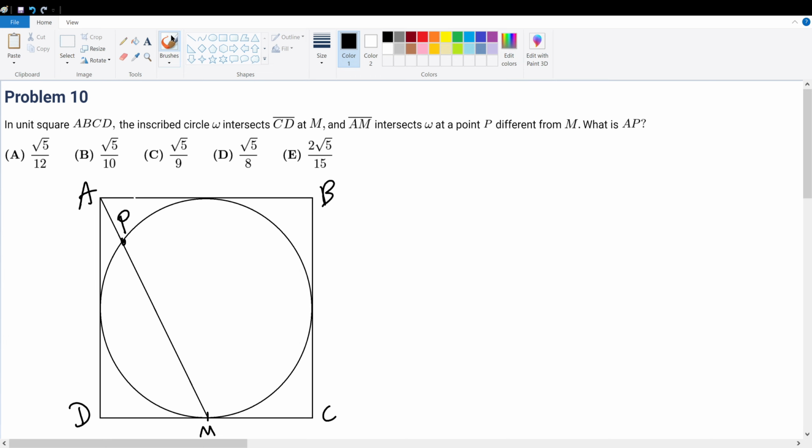Problem 10. In the unit square ABCD, the inscribed circle W intersects CD at M. AM intersects W at point P, different from M. What is AP? First of all, I've drawn out the graph below, which you need to do in the first place. But after you do that, notice something very particular.